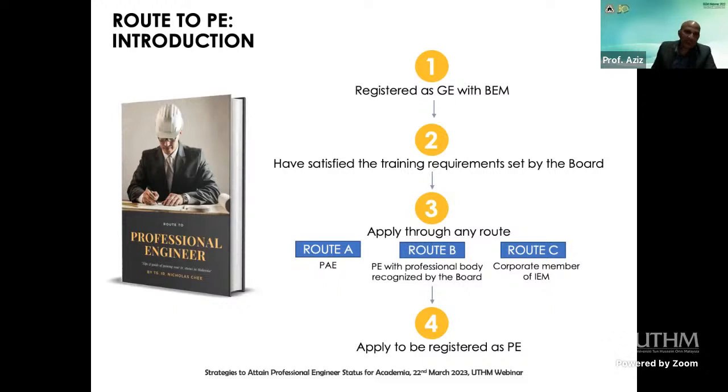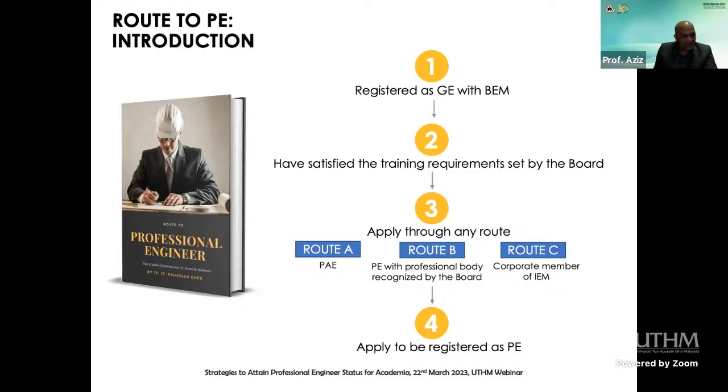Ada juga group C. Group C ni apa? Group C ni, 2-in-1. Maksudnya, you apply to IEM, you jadi corporate member of IEM, dah ada corporate member, ketuk pintu BEM, saya ada GE, saya dah register 10 tahun, I ada training 4 tahun dah. Lepas tu, I am a corporate member of IEM. Can you give me, okay. You give me this, I give you. Macam tu.